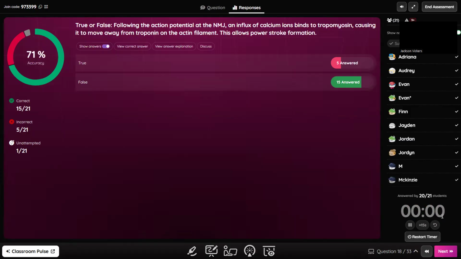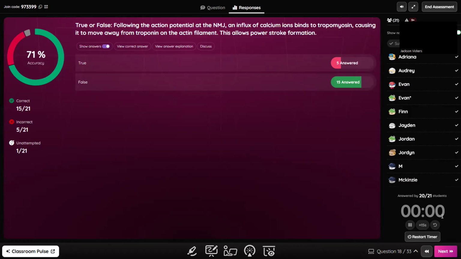Anyone want to say what is false about this? So that's talking about the actual cross bridge cycle. Once we start doing the whole actin and myosin movement, this is a little bit before that. Lily, you had your hand up? Is it that it binds to the troponin? Yep, you got it.